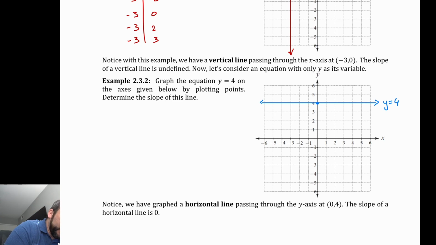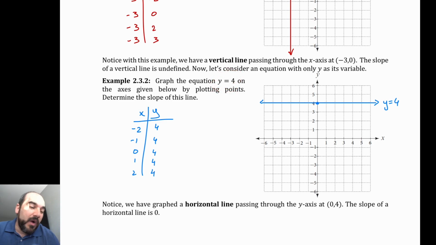And if you were to do an xy table for this and plot points, no matter what x you plug in, -2, -1, 0, 1, 2, the y value is always going to be 4 because there is no place to plug in an x value. The y value is 4. Y equals 4 just means regardless of what x is, y is 4. Okay, so you have -2, 4, -1, 4, 0, 4, and so on. That's all of these points in this horizontal line.